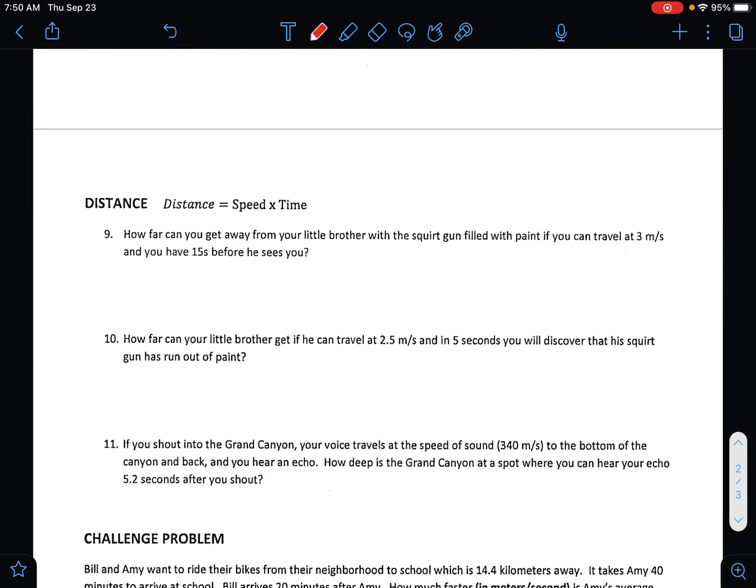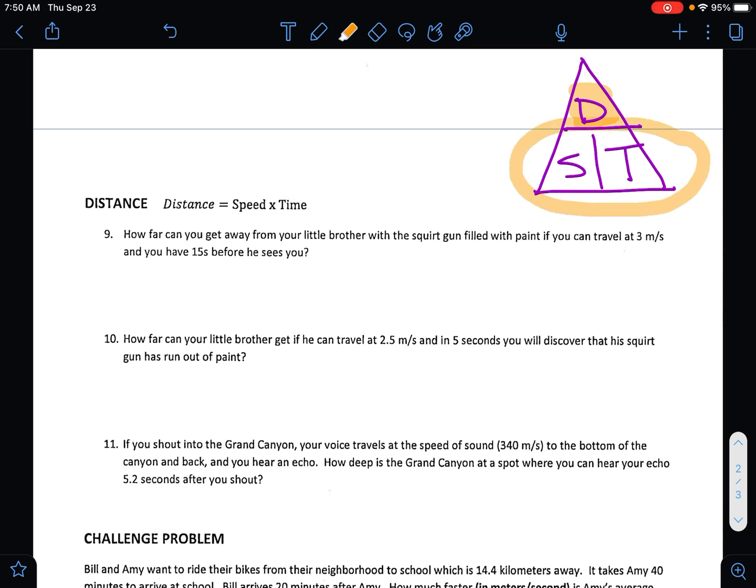All right, so let's come and do some distance. Once again, we're going to write our triangle here. So we have distance equals speed and time, okay? All right, so what am I trying to solve for this time? I'm trying to solve for distance. So I'm covering up what it is I'm trying to solve for. And then I see the formula right here.